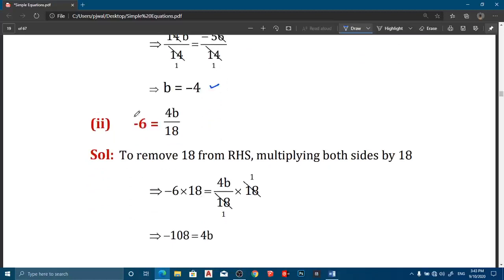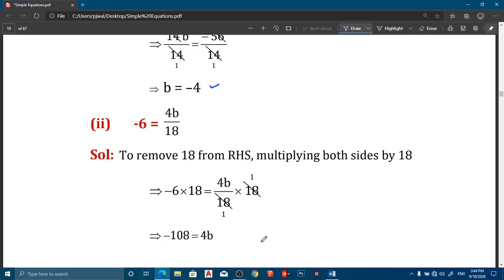Next, minus 6 is equal to 4b by 18 is given. So here a constant term is already there, but to find the b value, you have to remove the 18 first, and then you can remove the 4. To remove the division by 18, you have to multiply both the LHS and RHS values by 18. So by multiplying both the LHS and RHS by 18, you can remove this 18 on the right side first. Minus 6 into 18 is minus 108, gives 4b. 18 and 18 get cancelled. You will get only 4b.